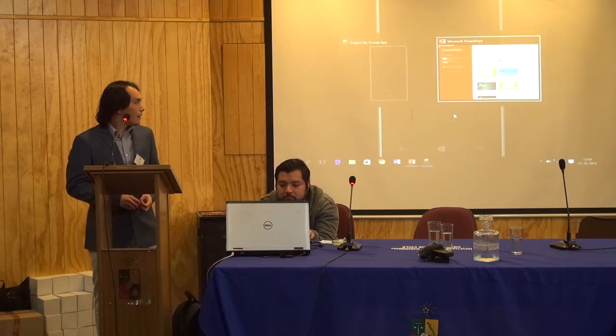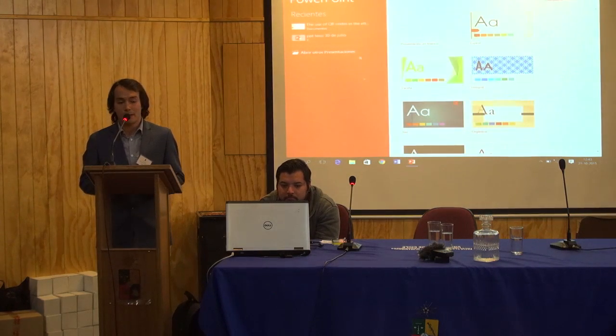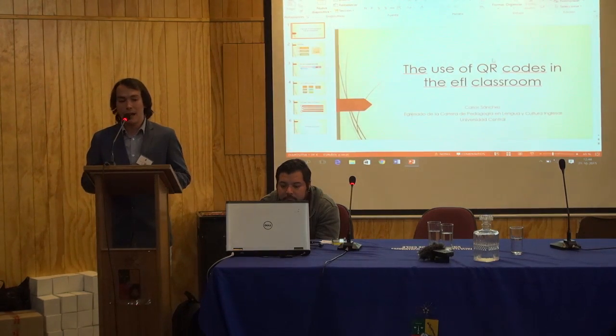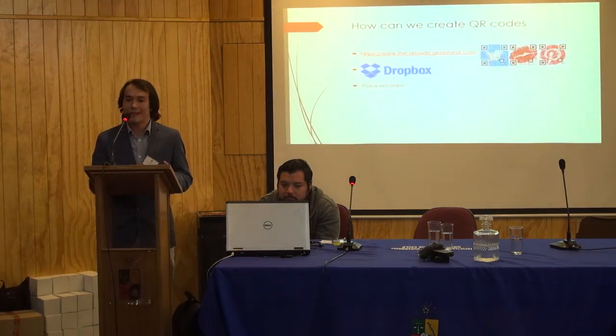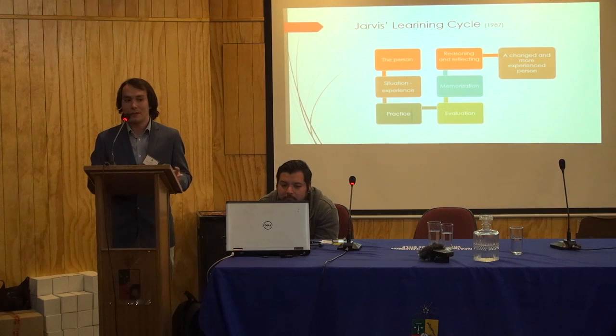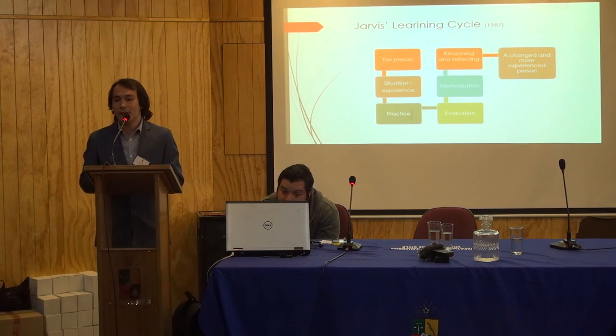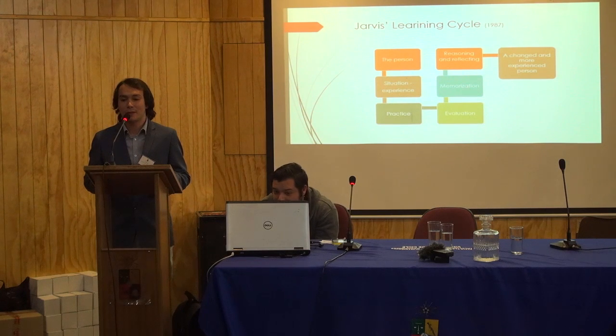So, in this case, I'm going to use the learning theory proposed by Peter Jarvis, which establishes a relationship between life or experience and the person. For example, in this case, you are establishing a relationship between the world, life experiences, in this case the technology, the use of a QR code, something very common for our students, and the person who takes for granted the world. In this case, takes for granted our lessons.